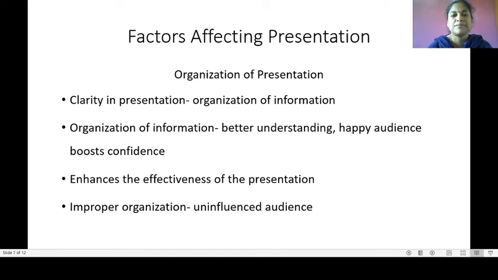So why does that happen? Why do you feel bored? It all depends upon how the information is organized. Improper organization will not have an influence on the audience. Remember, the purpose of presentation is to persuade the audience, right? So in order to achieve that, the presenter should keep in mind how to organize the information in a good manner.